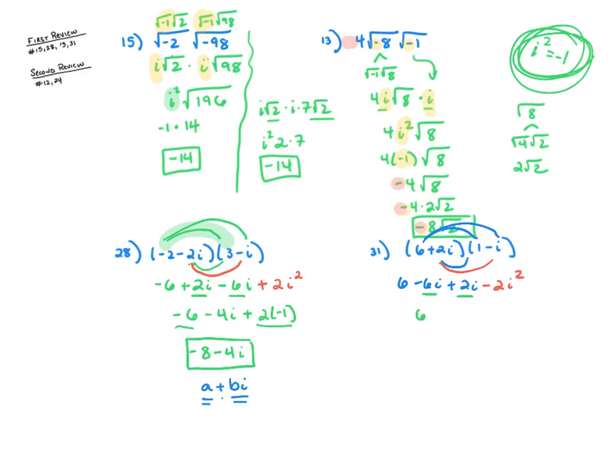Six. And then these two together is minus 4i. Minus 2, i squared is negative 1. So I have 6 plus 2, because it's minus a negative. So that's 8. Oh, wow, what a similar answer. And it's in the form a plus bi. So make sure you're writing in that form.